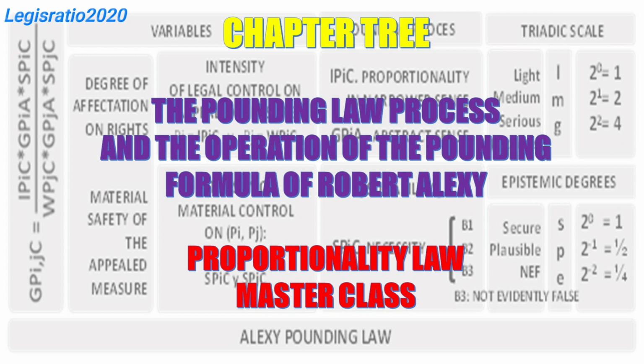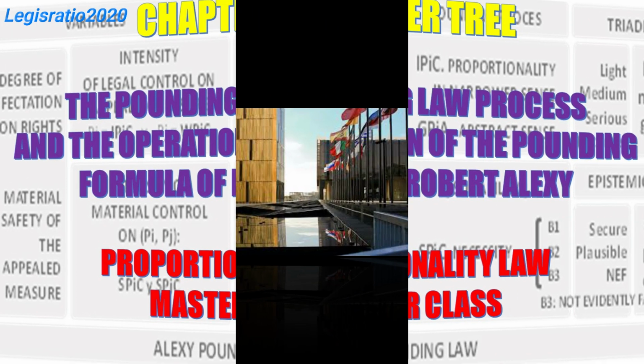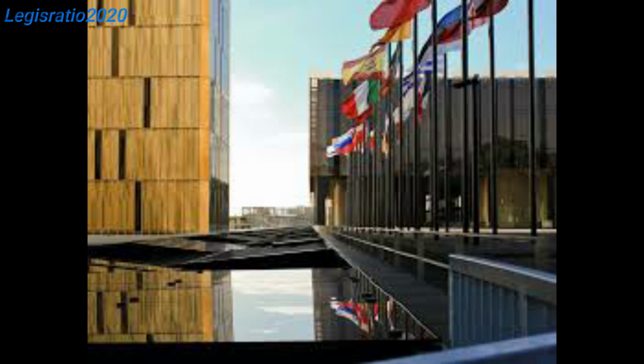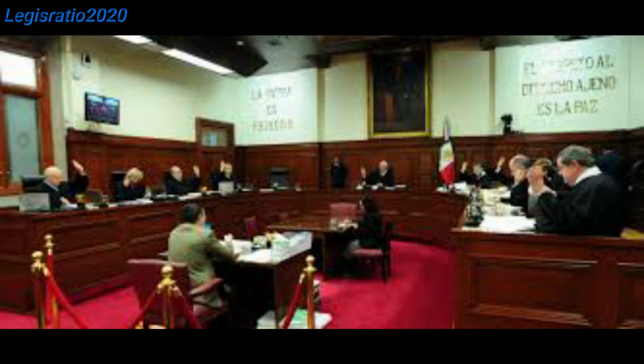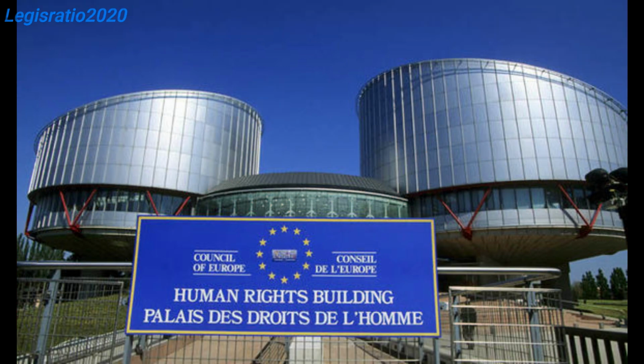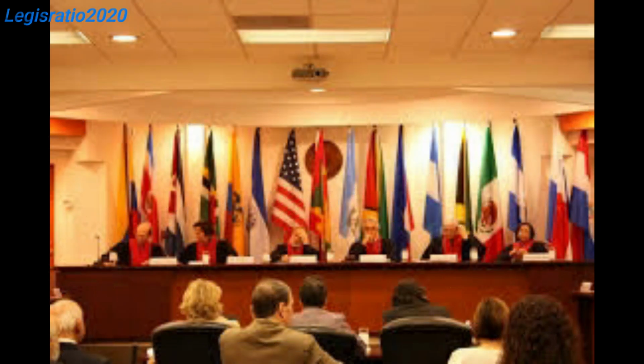Chapter 3, the weighing law process and operation of the weighing formula of Alexy. In the framework of the general theory of fundamental rights and the semantic theory of legal argumentation, the development of our optimization model is intended to configure and harmonize the elements defined by various constitutional courts, jurisprudence, and Robert Alexy's weighing law in an epistemological scheme.